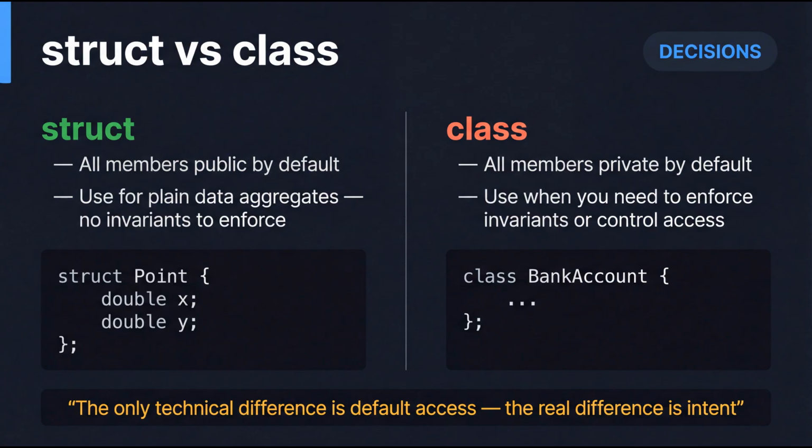Use struct for plain data aggregates, types with no invariants to enforce. A point with public x and y is a struct. Anyone can read or write the values, and that's fine because there are no rules about what combinations are valid. Use class when you need to control access and enforce invariants. A bank account with private balance is a class because you need to ensure the balance is never negative. The rule is simple. If all members can be any value independently, use struct. If the type has rules, use class.